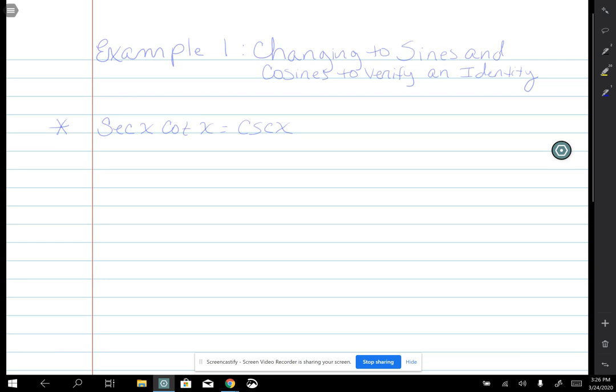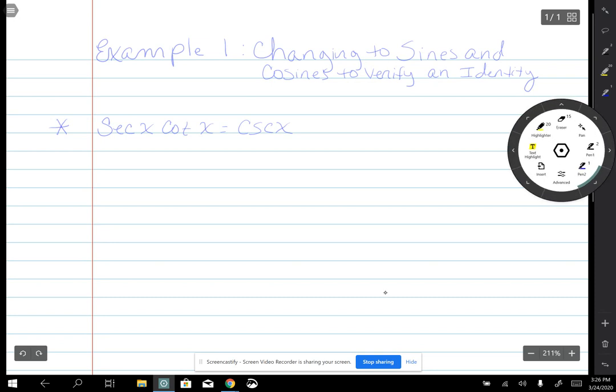All right, so here's our first example. We are going to be changing the left side into the right side by using sines and cosines. So when you are given a problem that looks like this and you're trying to approach it, we're saying, okay, if I give you this, can I turn cosecant of x into secant x cotangent x? The answer is probably not, because I've got one thing on this side and I got two things over here, so that's just not going to work for me.